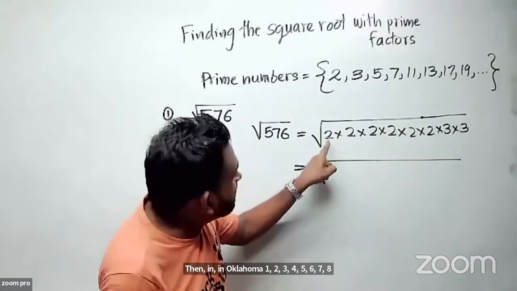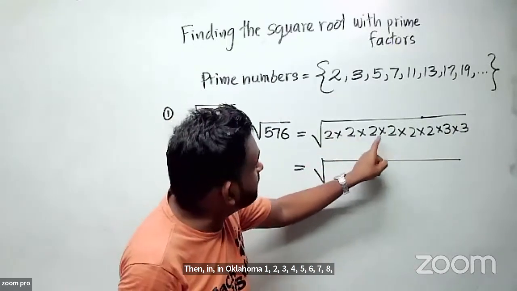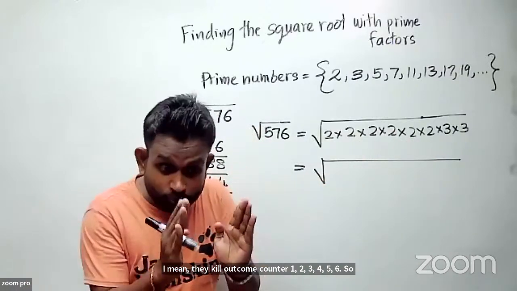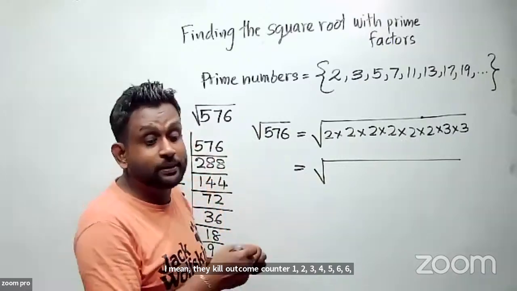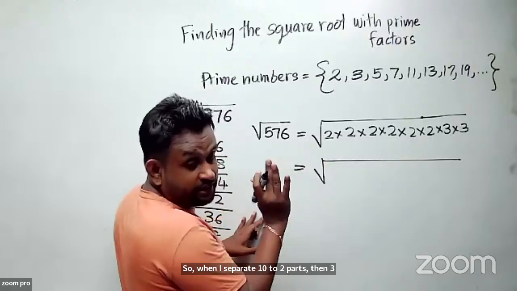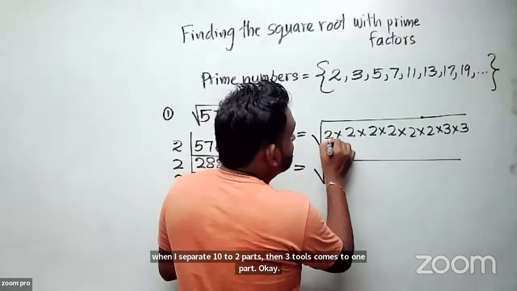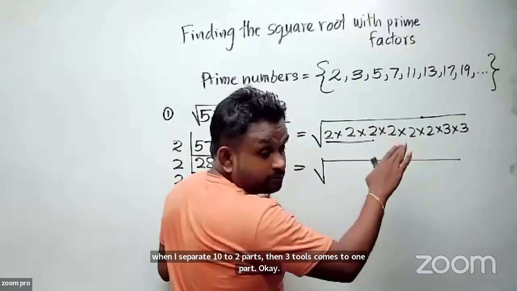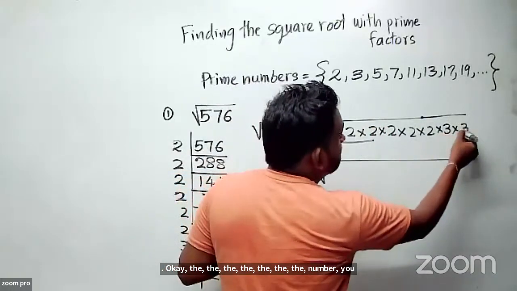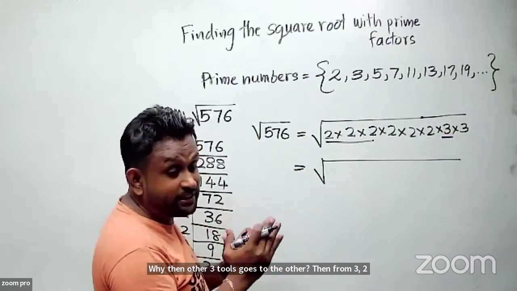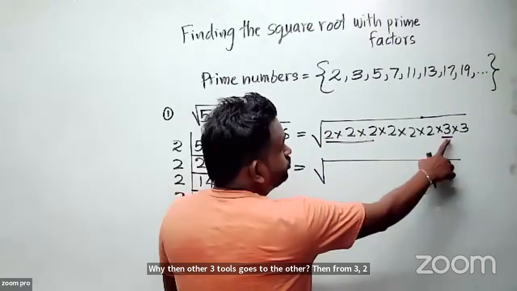The easy way is to count all the twos: 1, 2, 3, 4, 5, 6, 6 twos there. So when I separate into 2 parts, then 3 twos come to 1 part. We separate. Here we take out of 6, 3 twos. Then the other 3 twos go to the other. From the 2 threes, we take one each, dividing into two equal piles.